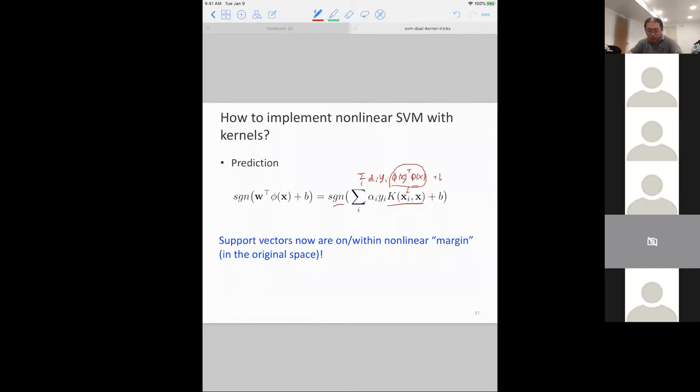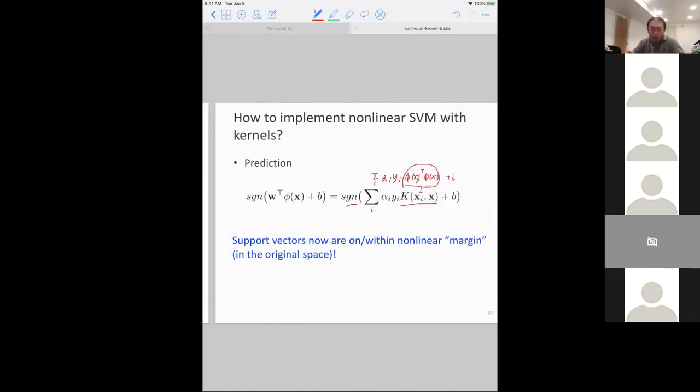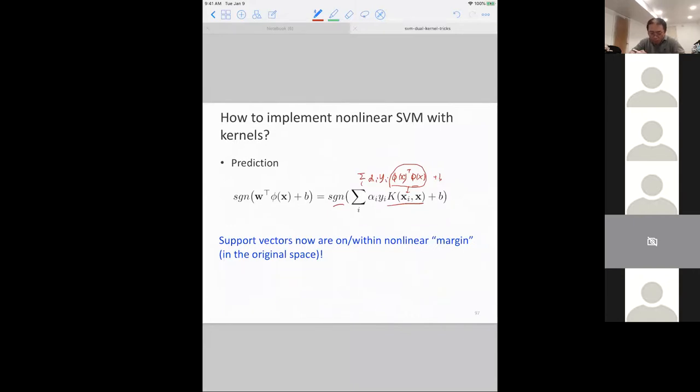So in the training, if we want to extend our SVM to a nonlinear SVM, we just replace the inner product in the dual form by a kernel function. And then in the prediction rule, we replace the inner product with the kernel function. That's it. Any questions so far?